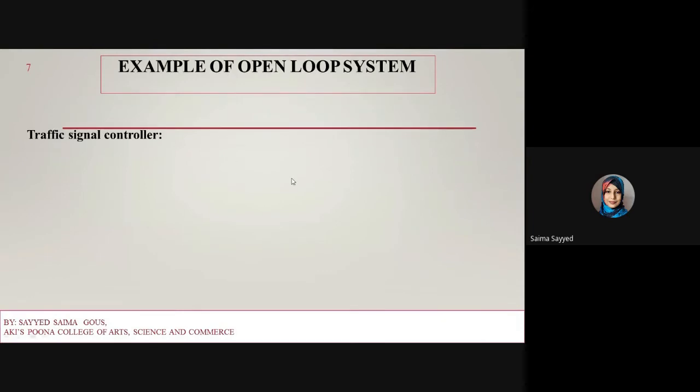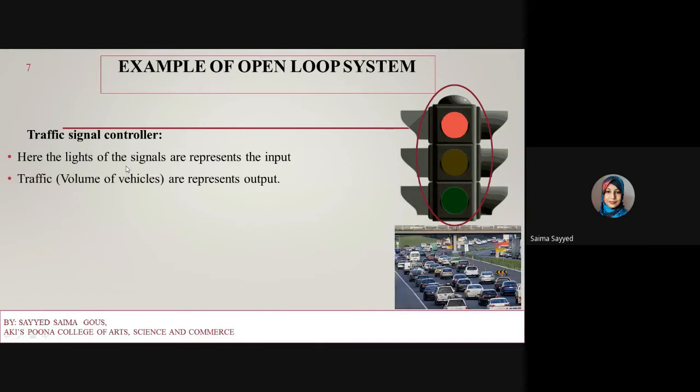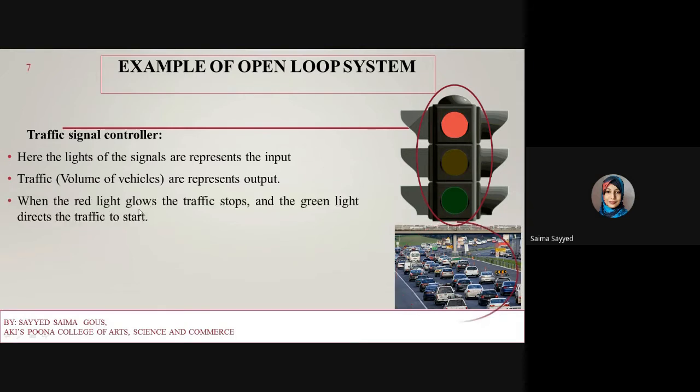A basic, real-life example is a traffic signal control. Here the three lights, red, yellow and green, represent the input. The volume of vehicles represents the output. When the red light glows, the traffic stops, and the green light directs the traffic to start.